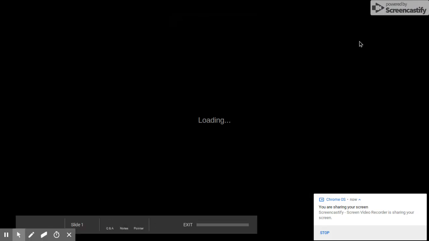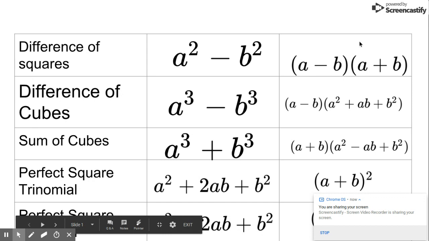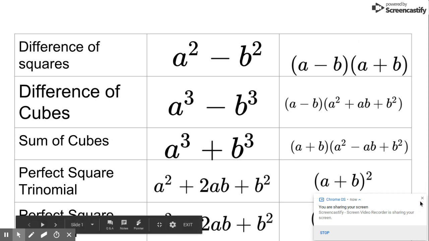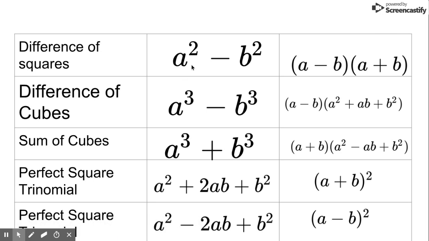Okay guys, this video is all about the specials with our factoring. So you do need to copy this table down. We have difference of two squares. So if you had two things squared being subtracted, this is what the factored form would look like. If I had difference of two cubes, this is what my factored form would look like, and so forth.